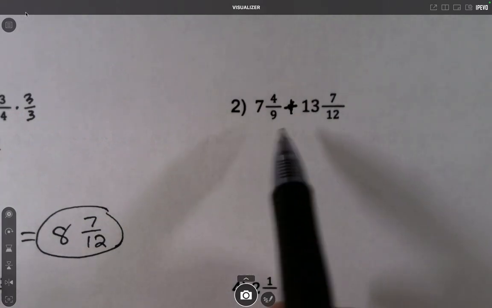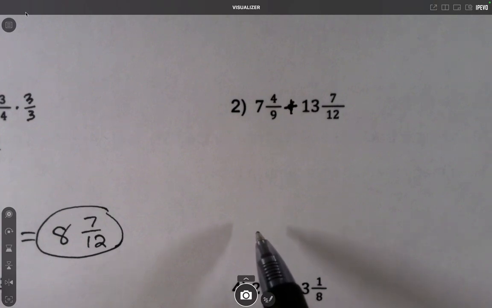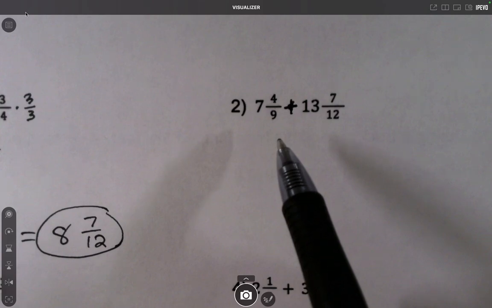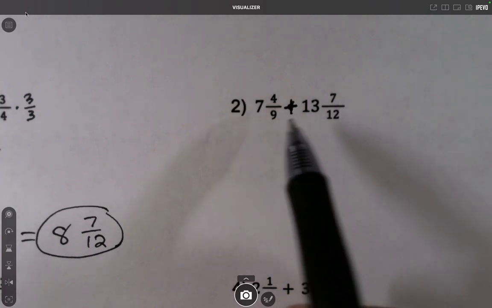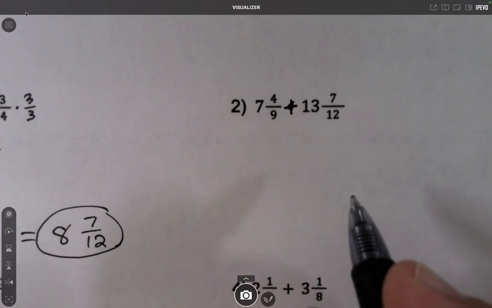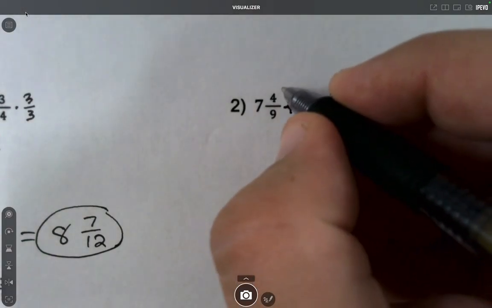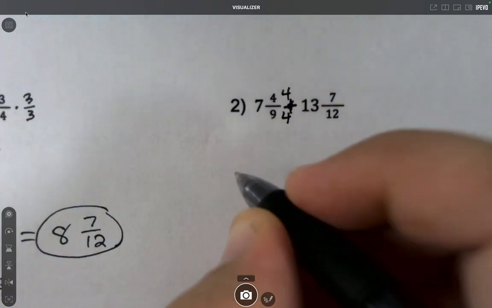Step 1, line up the mixed numbers horizontally. Check. Step 2, find the least common denominator. So we've got to think, what's the smallest number that both 9 and 12 can go into? Well, that would be 36. So I multiply the top and bottom by 4 here, because 4 times 9 is 36.